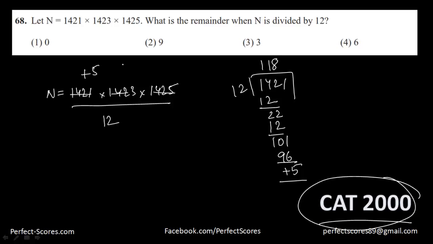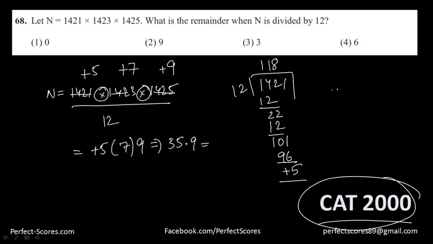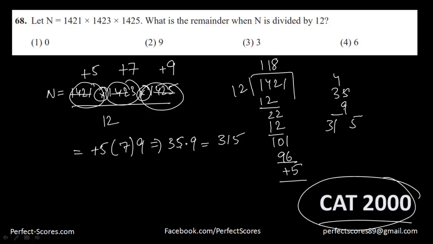When 1423 is divided by 12, I will have a plus 7 remainder, and over here I will have a plus 9 remainder. Since these numbers are getting multiplied to each other, I will multiply these remainders. 35 into 9 is 315. So instead of multiplying these numbers and then dividing by 12, I can find the product of their remainders and divide that by 12, and I will know the remainder when this product is divided by 12.